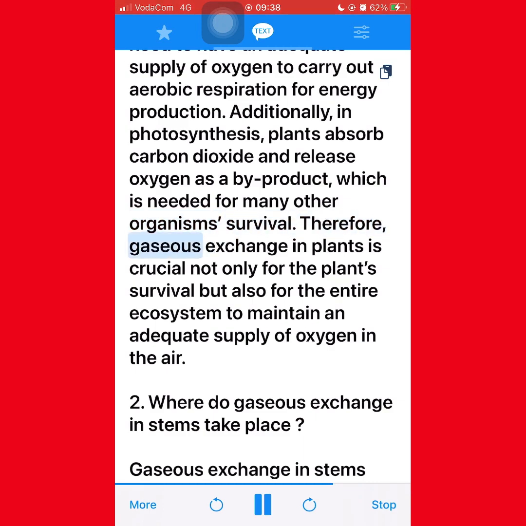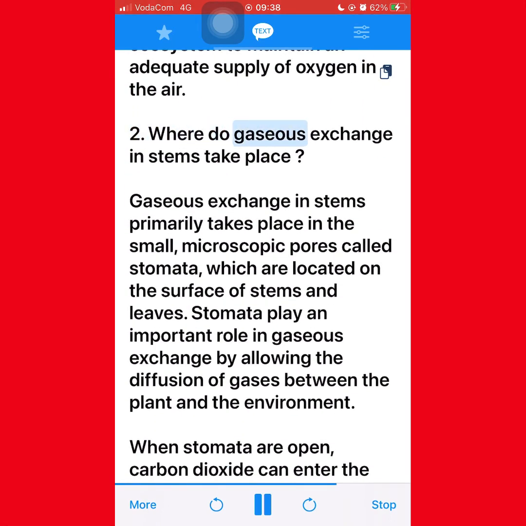Therefore, gaseous exchange in plants is crucial not only for the plant's survival but also for the entire ecosystem to maintain an adequate supply of oxygen in the air. 2. Where does gaseous exchange in stems take place?